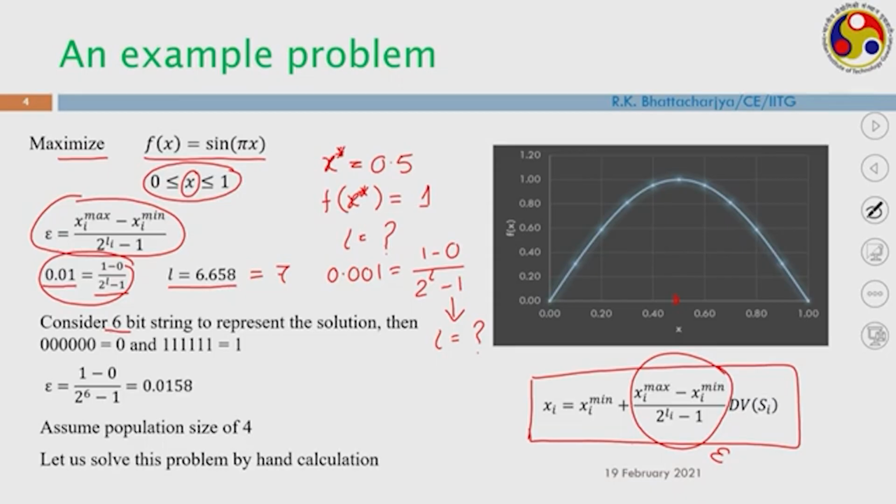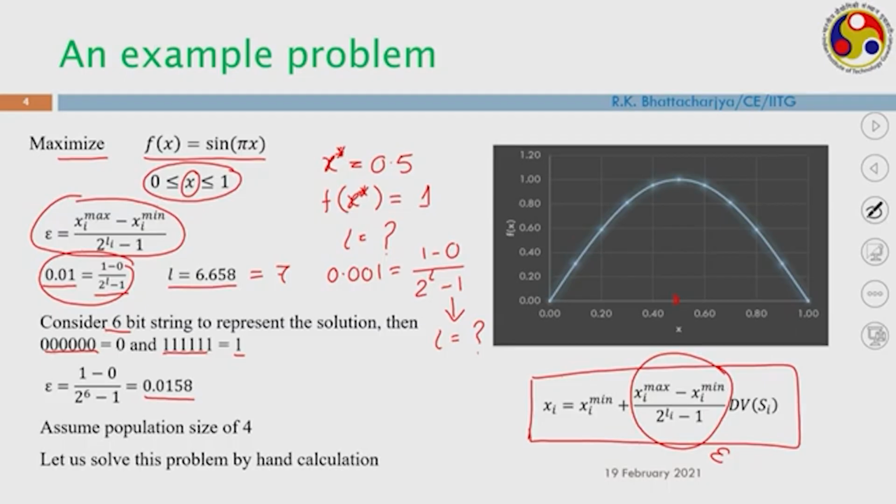So, here, as I said, I have used 6 bits. All 0s means this is 0, and all 1s means it should be 1. This is the mapping I am using, using this equation. So, what precision am I getting here? I am not getting 0.001, but I am getting a precision of 0.0158. So, this is the precision I will get. This is the first decision you have to take.